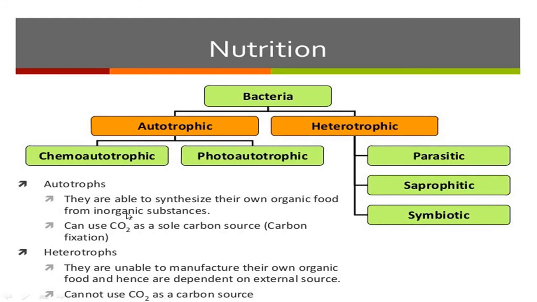Autotrophs are those that can synthesize their food from inorganic substances. They use carbon dioxide as a source of carbon. But the heterotrophs cannot use inorganic substances, so they obtain their organic food from other organic substances. They cannot use carbon dioxide as a source of carbon.